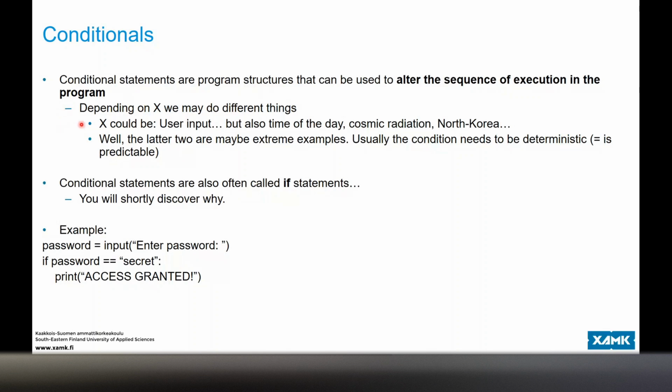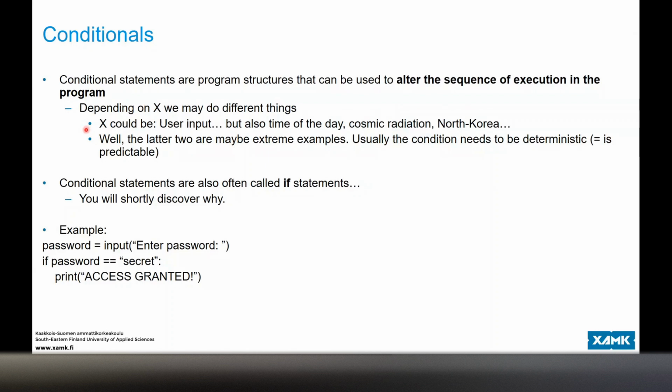So here X, the condition that you might use to make some logic, could be user input. Most often it is some user input, so we expect computer programs to react to user input when we do something on the computer, be it a key press or you move the mouse or whatever. But of course, the condition could be something else like the time of the day, or might be some cosmic radiation measured from outer space. Might have to do something with global politics.